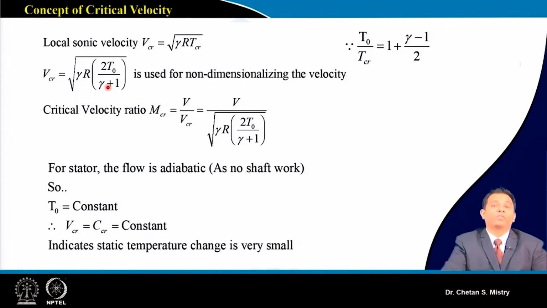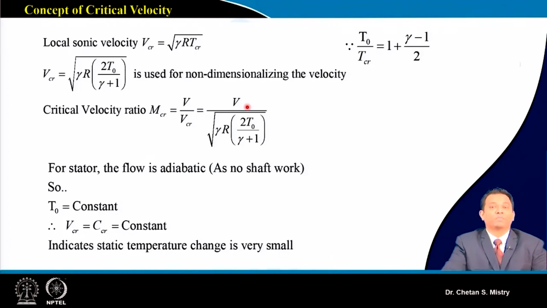Now what we have introduced is my critical velocity ratio, or critical Mach number. It is my velocity divided by this critical velocity. This will help us calculate our Mach number at a particular location. When we say local Mach number, that is a different thing. The Mach number we defined earlier is based on my local sonic velocity, which is different, and this equation is different.